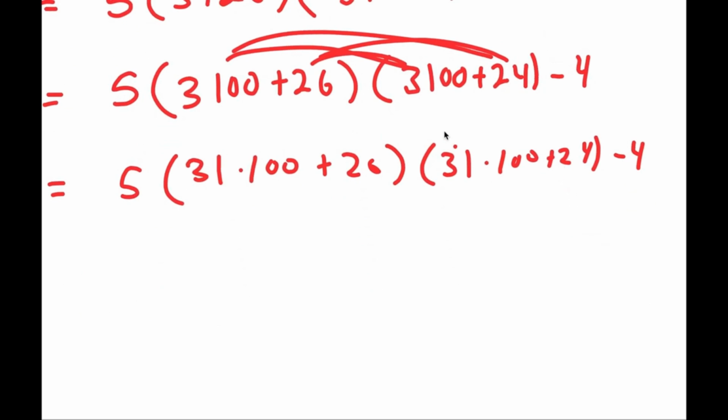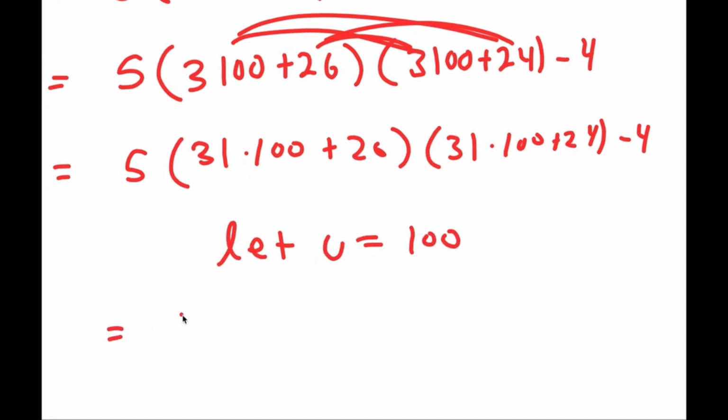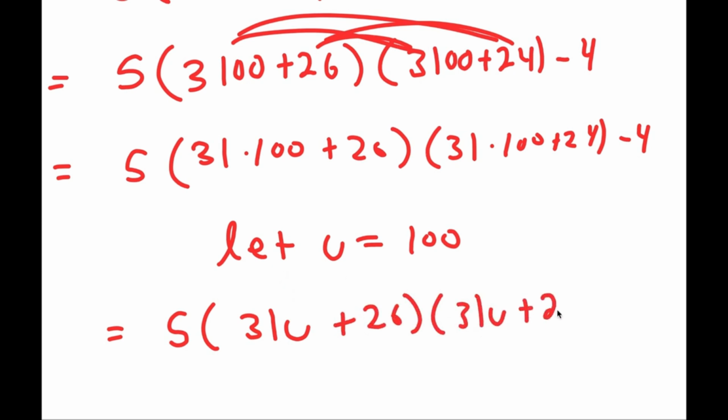And now what I'm going to do is I'm going to use substitution. So I'm going to let the variable u equal to 100. So now I get 5 times 31u, 31 times u, plus 26 times 31 times u plus 24 minus 4.